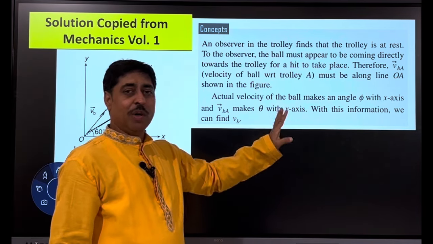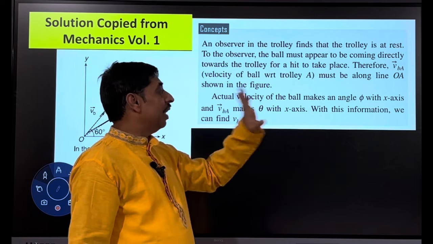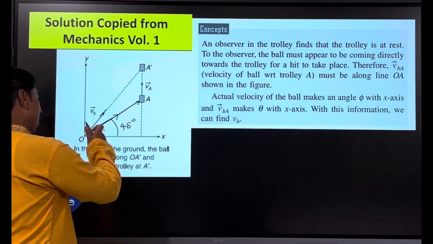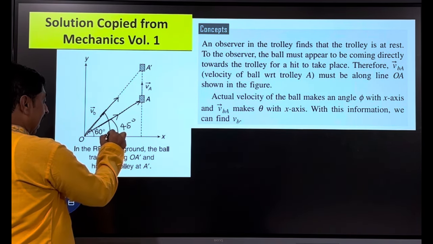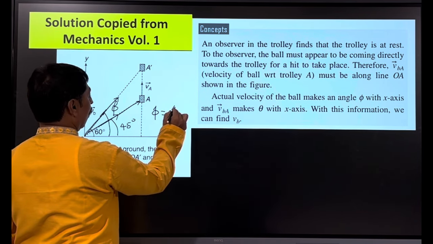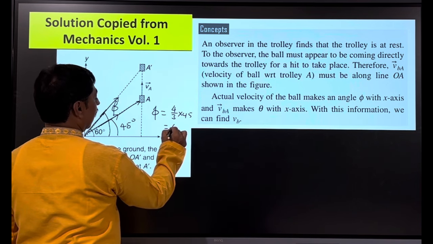Actual velocity of the ball makes an angle phi with the x-axis and VBA makes angle theta with the x-axis. Actual velocity of the ball in the reference frame of the ground, the ball has been rolled in this direction, and the question says that this angle phi is 4 by 3 times theta. Theta is 45 degrees, so phi is 60 degrees.